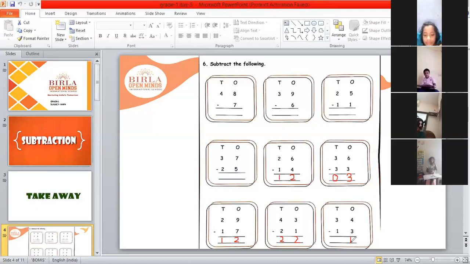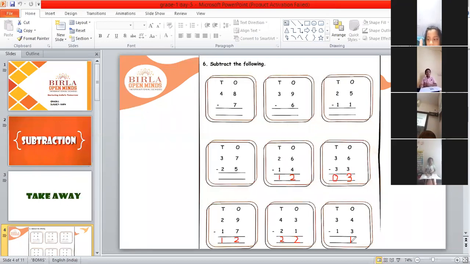Now in tens place, what are the numbers? 3 and 1. So now tell me how many fingers you will take out? 1 finger. No, that's wrong. I said how many fingers you will take out, not remove. 3.